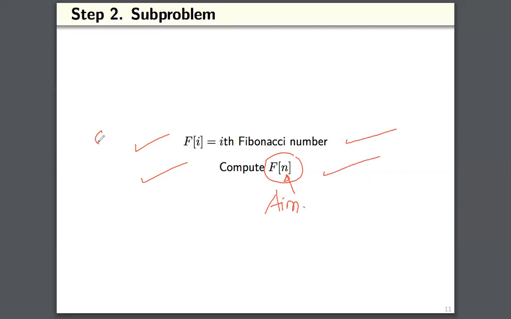One is for the generic subproblem. See, f[i] means if i is equal to 0, you get f[0], f[1], f[2], and so on. But what is your aim or goal? Goal subproblem is f[n], right? So you should always have two sentences. Okay, next. Our goal is f[n].